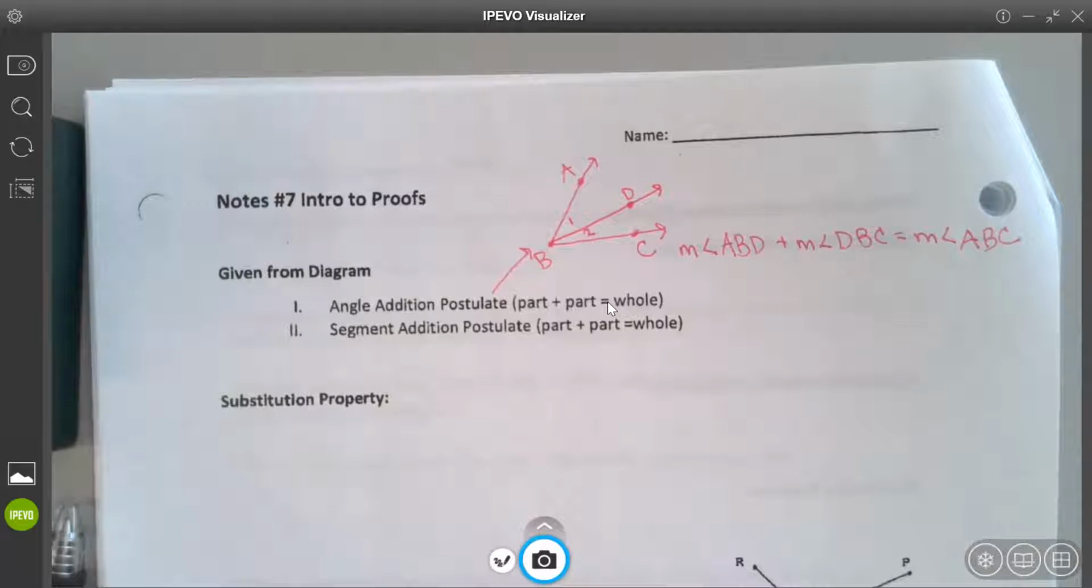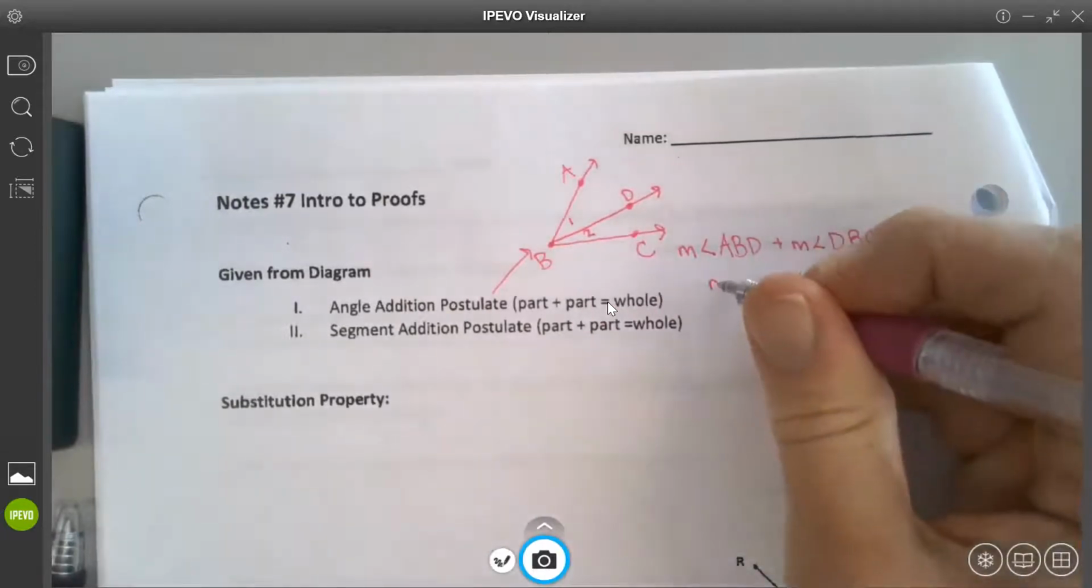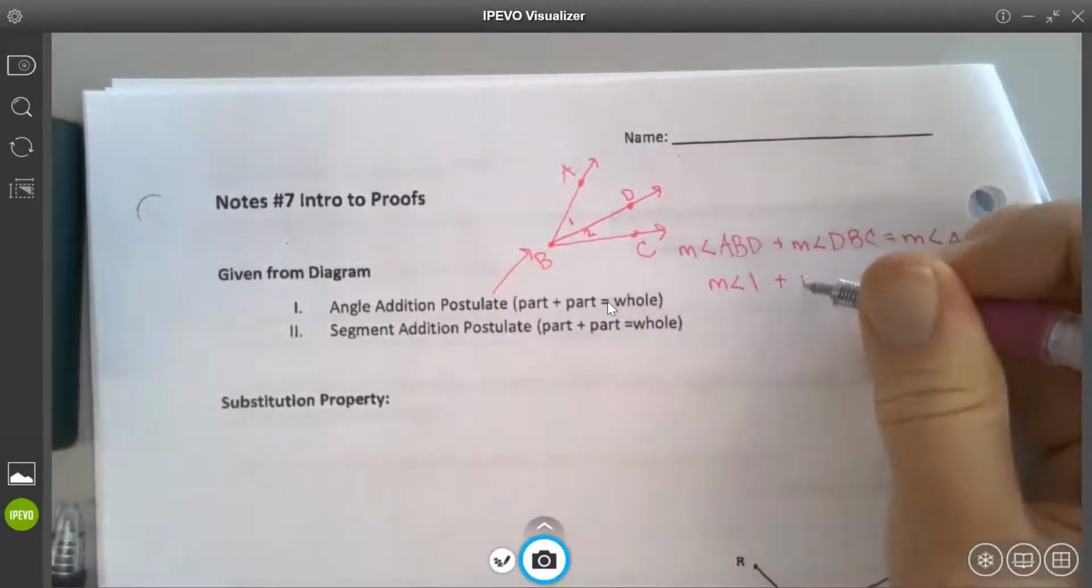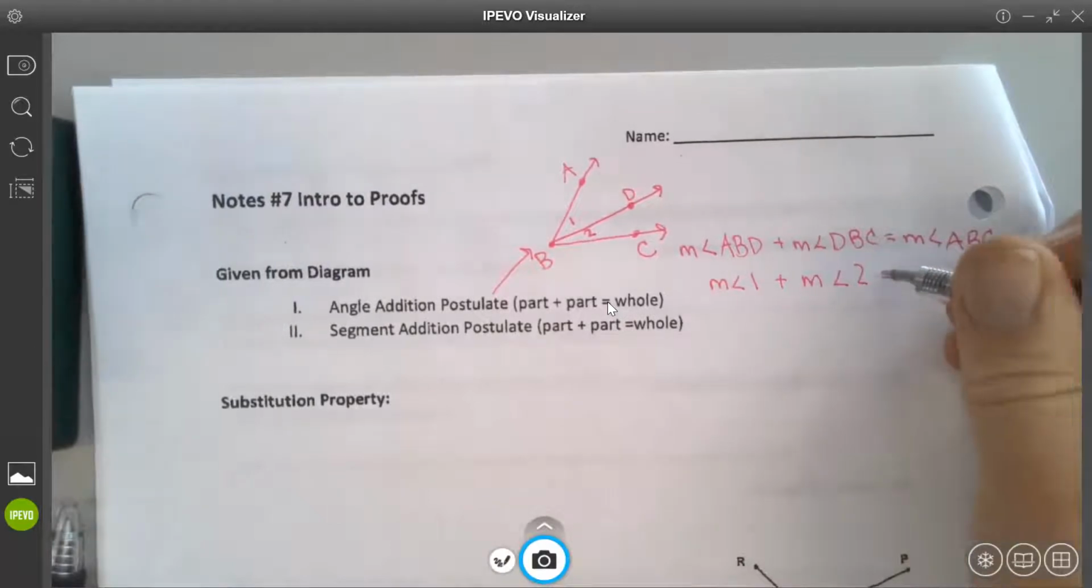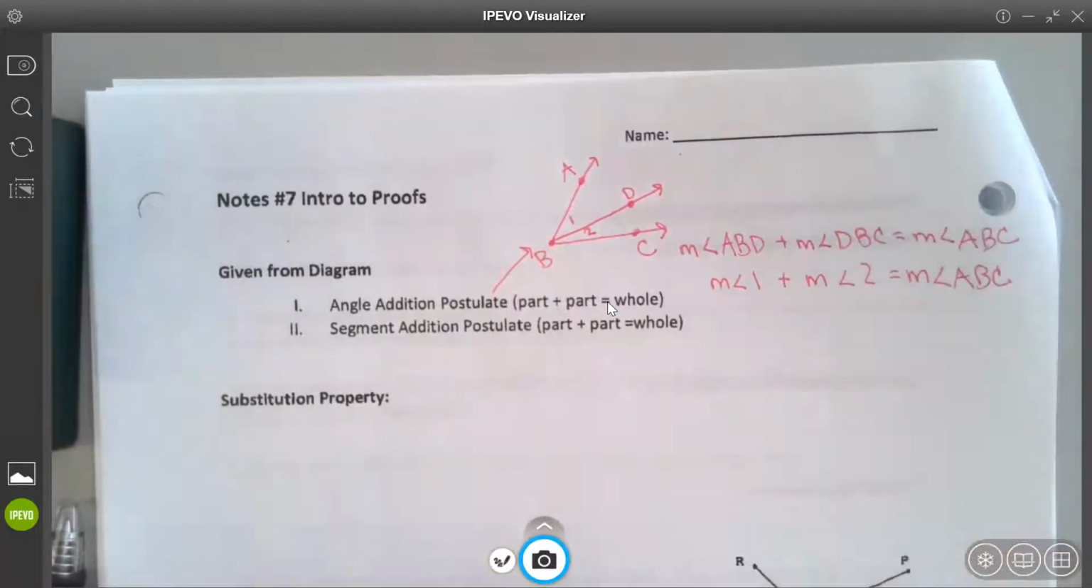Or if, say, my proof is using 1 and 2 instead of the points around my angle, then I could also have said the measure of angle 1 plus the measure of angle 2 equals the measure of our angle ABC. So two different ways, because there's two different ways to identify each of those parts of the angle, but I could write that out.